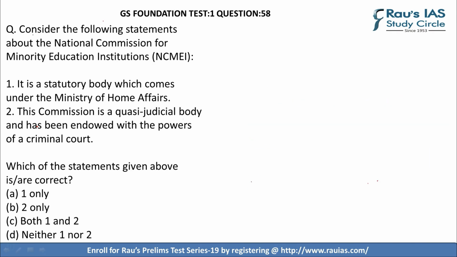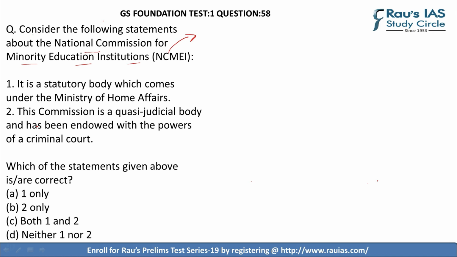Question number 58 is in the context of the National Commission for Minority Education Institution, NCMEI. The NCMEI is important from the UPSC perspective because recently the Supreme Court has held that NCMEI has original jurisdiction to determine which institutions in India should be granted minority status. Now let us look into a few details about this.